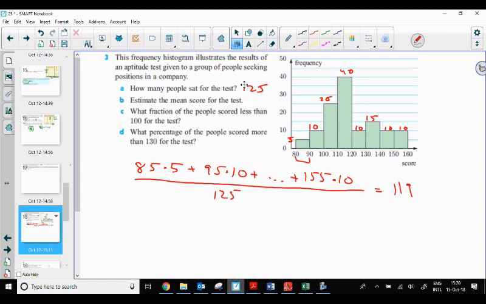What fraction of the people scored less than 100? Okay, less than 100 is just going to be these 3, so that's going to be 15 out of 125, or 3 out of 25. And then what percentage scored more than 130? So that's going to be these 3 together. That's going to be 35 out of 125. You can do that division. It comes out to be 28%.